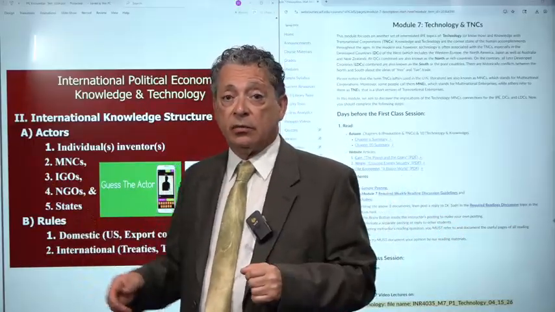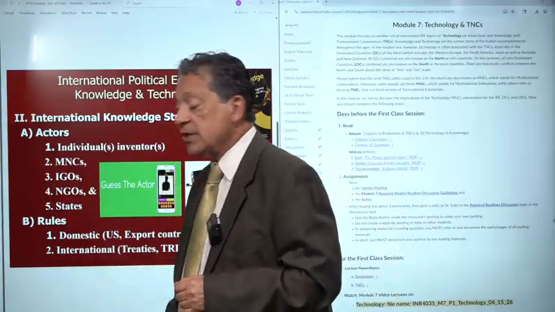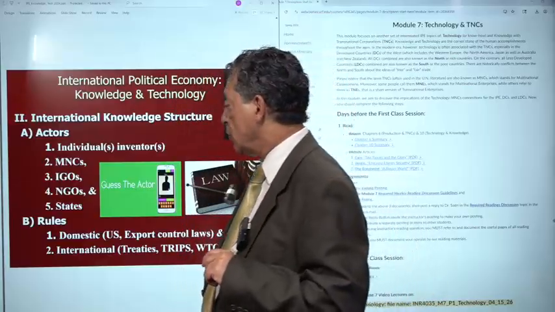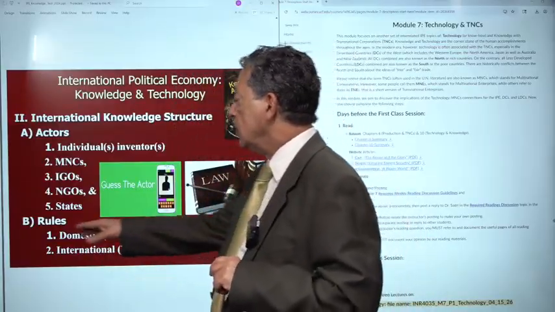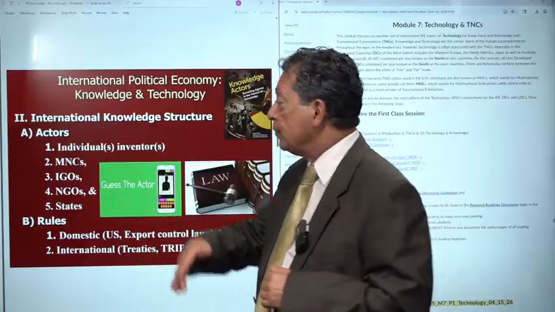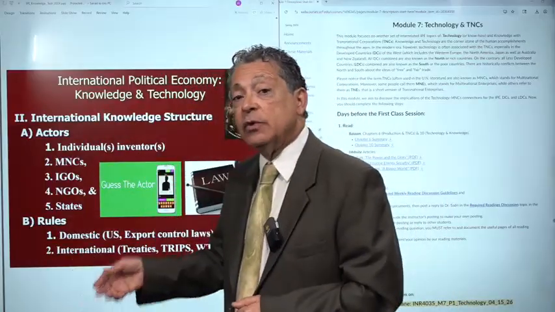Greenpeace, Red Cross, these are all what? Organizations like that. Then, of course, last but not least, states. Very, very important. Associated with that one also is the notion of the rules. So, not only actors play with rules, okay?